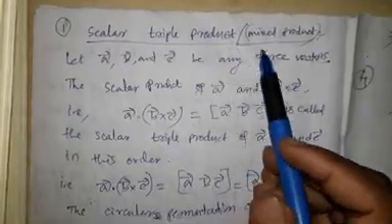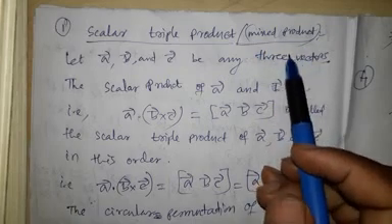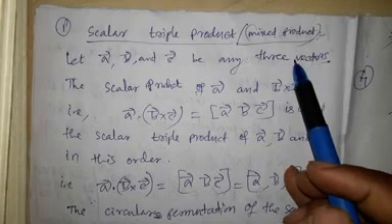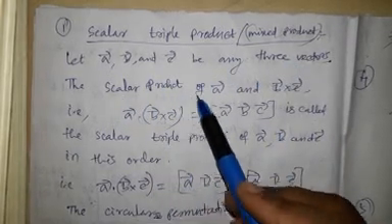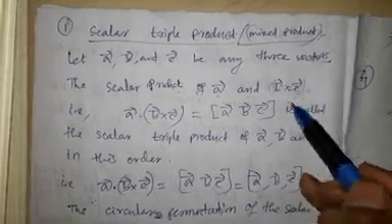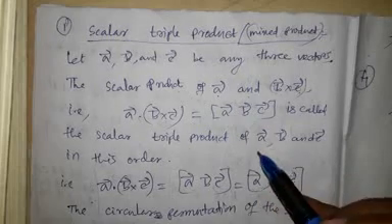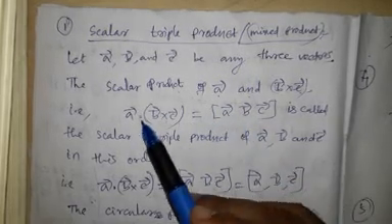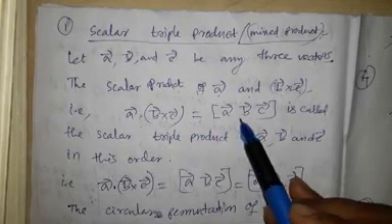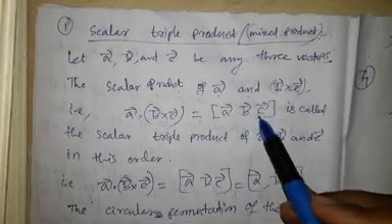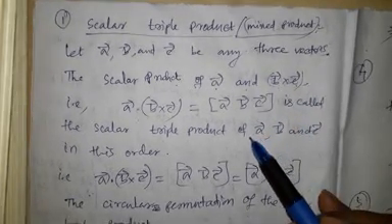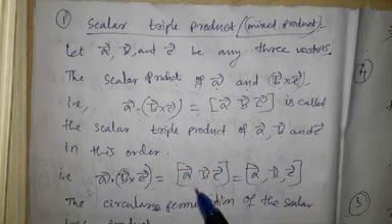Scalar triple product, that is also called mixed product. Let A, B and C be any three vectors. The scalar product of A and B cross C is called scalar triple product. That means A dot B cross C, equal to the ABC triple product, is called the scalar triple product of A, B and C in this order.